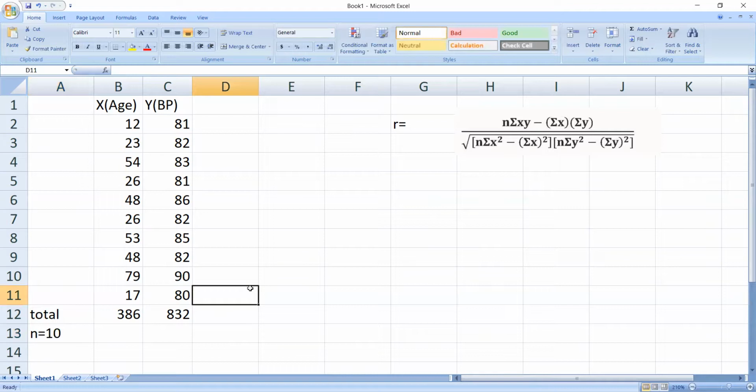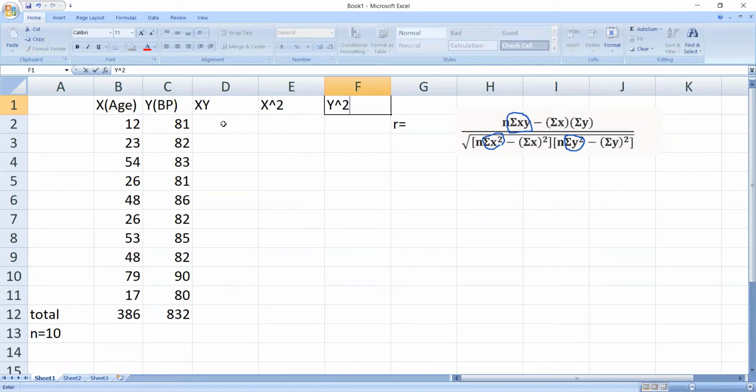Then we need the total of xy. The next term is the total of xy. Then I need the total of x, the total of y. I need the total of x square, the total of y square. So if I'm using this formula, basically I have to compute 3 columns, which is x into y, then x square, and then y square. So 3 columns have to be computed.